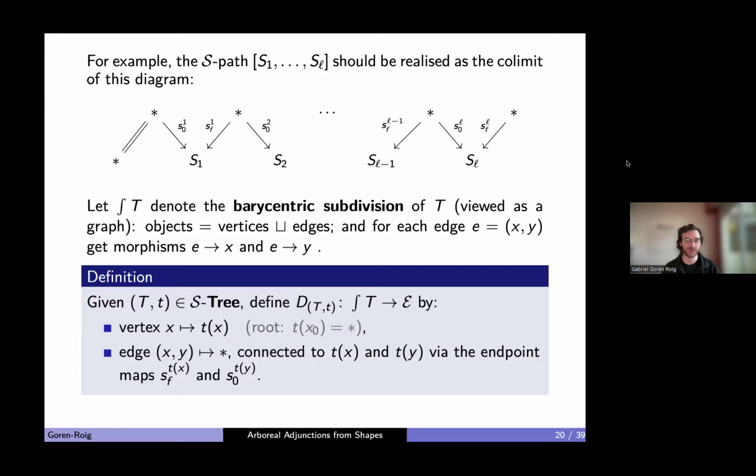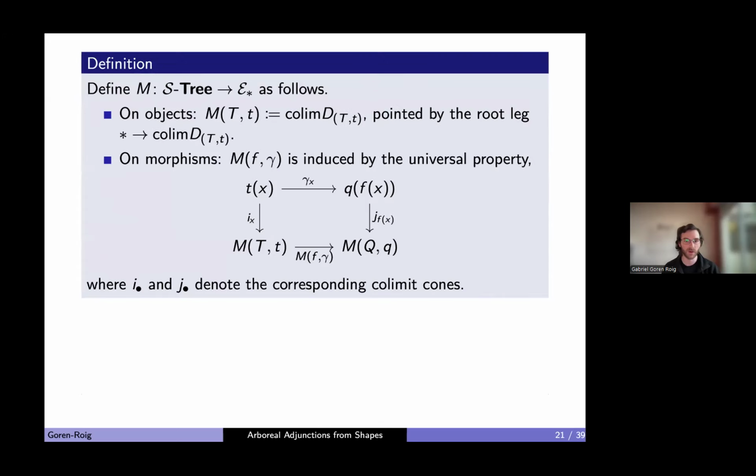So each vertex is sent to the shape at that vertex, and we have to extend that to saying that we send the root to the singleton, sorry, to the point object, which was not part of the definition before. Each edge object is sent to the point too, and then the spans are populated, let's say, with the endpoint maps of the shapes. And that's all. That's our diagram. So now we just have to take the co-limit.